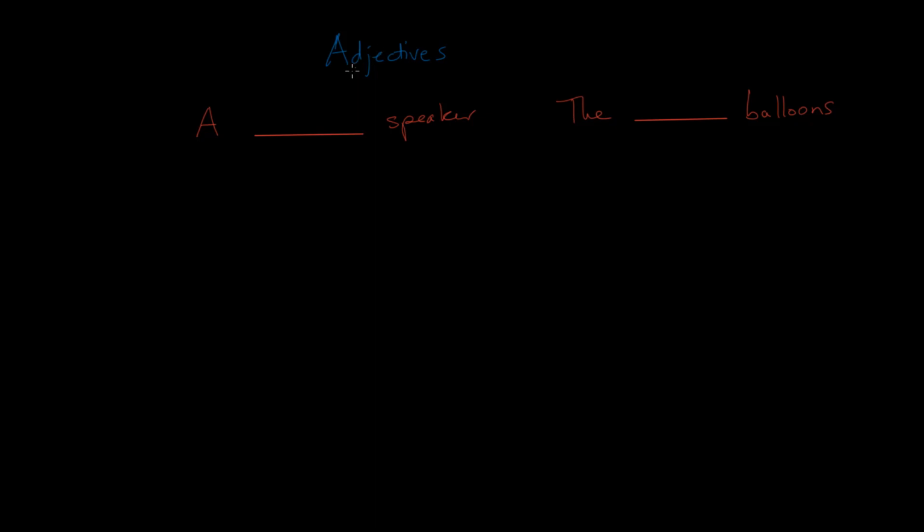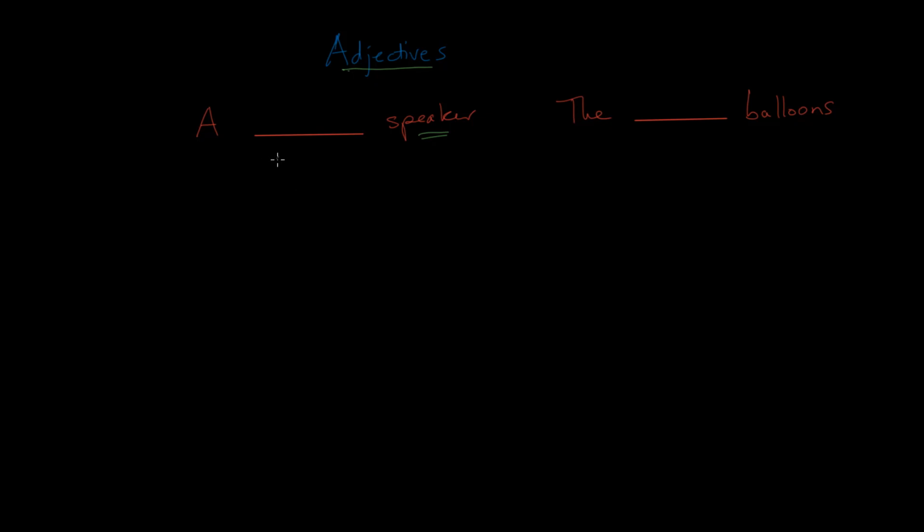Let's talk about adjectives and how you might diagram them. Now, there are lots of different adjectives, and they tend to describe a noun or sometimes a pronoun. And let's fill in these examples so that you can see how this actually works. So if we say a speaker, we could modify speaker, which is the noun here, by adding an adjective.